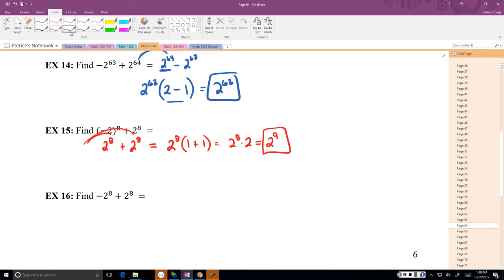So let me show you a different way to look at that. You could also think like I'm adding 2 to the 8th to itself how many times? So if we did like, I'm adding 4 to itself how many times? 5. So I could just do 4 times 5. Okay, so I'm adding 2 to the 8th to itself 2 times. So I could just do 2 times 2 to the 8th, which would be 2 to the 9th.